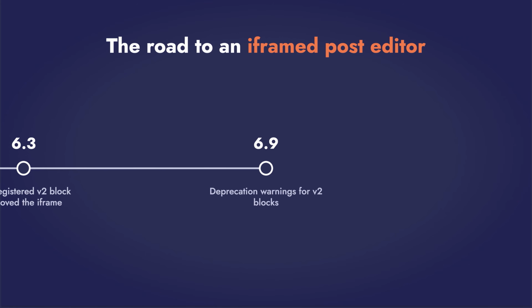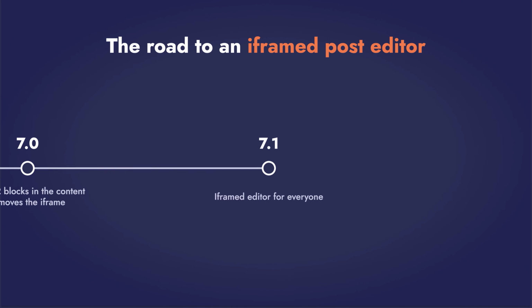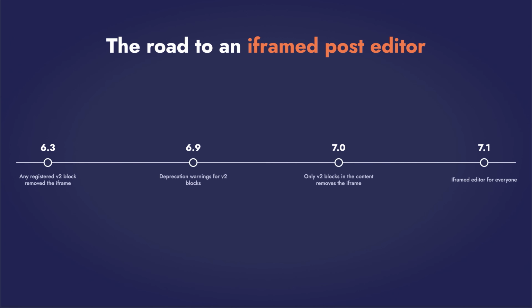You register a block with API version 2 or lower, and you get a console warning when script debug was on. And then 7.0, the version I'm running right now, changed when you get the iframe. Now it only checks what's actually in the post. All v3, iframed. One v2 in there, iframe's gone. And on August 19th, 7.1 ships, and everyone gets the iframe. Period. Every theme, block or classic, no matter what your API version says.